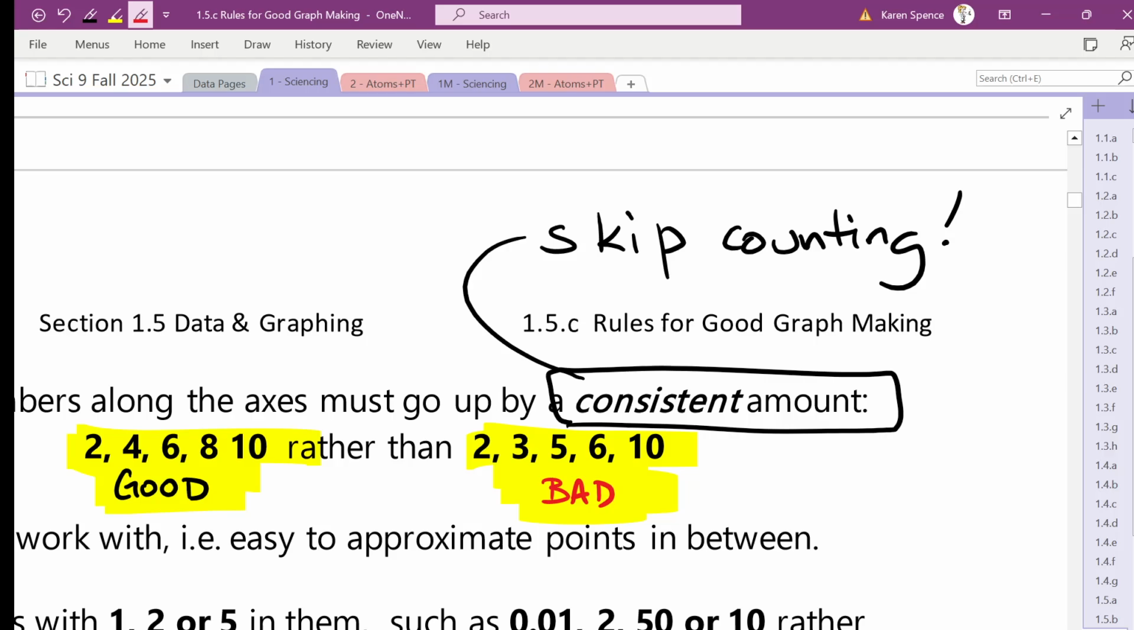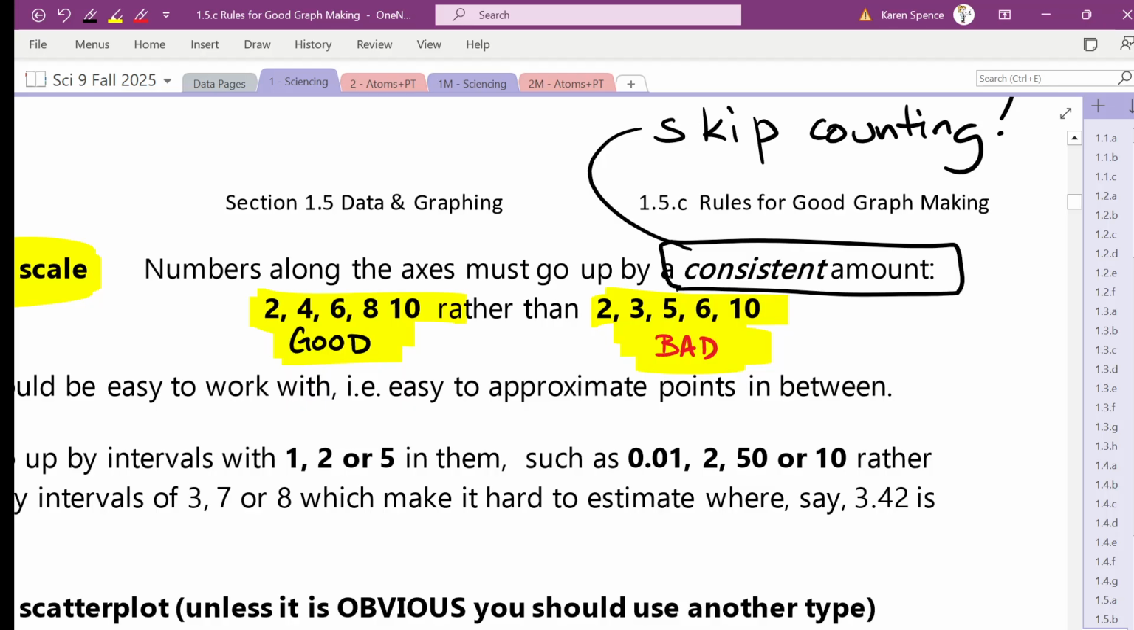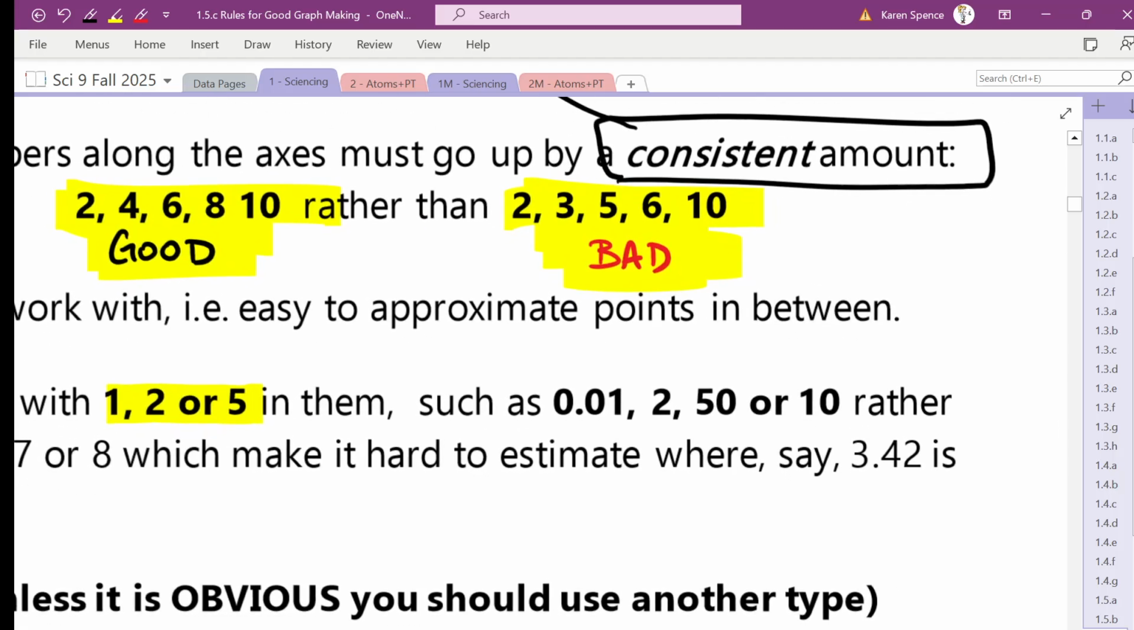You want something where it's going to be easy to approximate values in between. So good scales to work with are usually 1, 2, 5, maybe a 4, because half of 4 is 2 and a quarter of 4 is 1. Or you can use things that have the 1 or 2 in them. You can say, oh, 0.001 or 0.002 or 0.2. Anything with a 5, a 1, or a 2 in it are usually good intervals to work with.